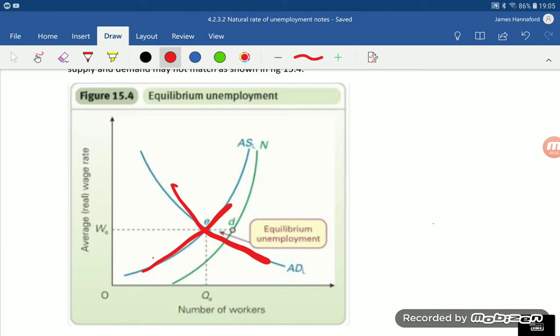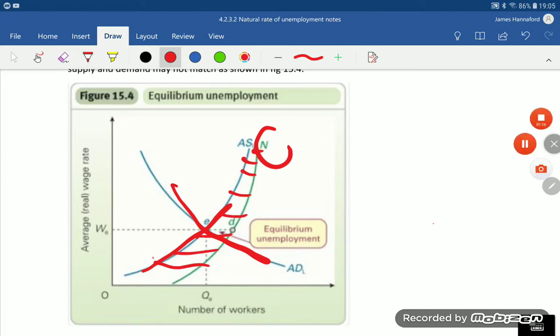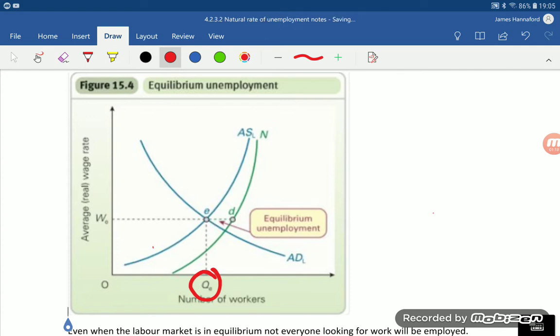Curve N shows the total number of people in the labour force. The horizontal difference between it and the aggregate supply of labour, ASL, represents the excess of people looking for work over those actually willing to accept jobs. So this distance all the way along, QE represents the equilibrium level of employment, and distance D to E represents the equilibrium level of unemployment. This is sometimes known as the natural level or natural rate of unemployment.